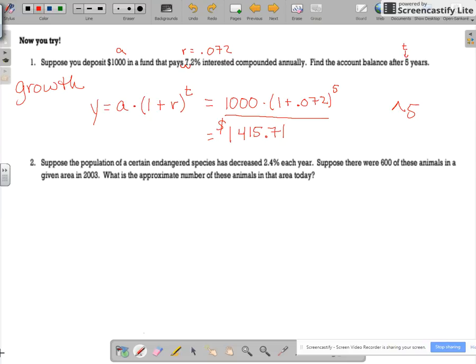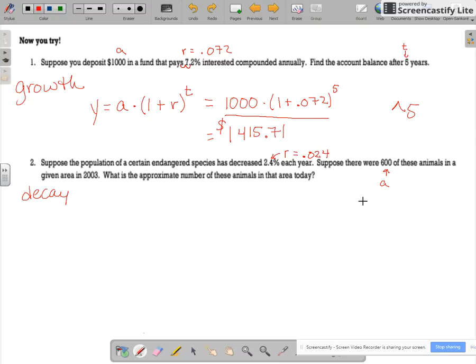Suppose there were 600 of these animals in a given area in 2003. What is the approximate number of these animals in that area today? Okay, so if it's decreasing, that means it's a decay. We're losing animals. Okay, so let's look at each part. So our initial amount is 600. That's what we started with. Our rate is 2.4, but that as a decimal would be 0.024.